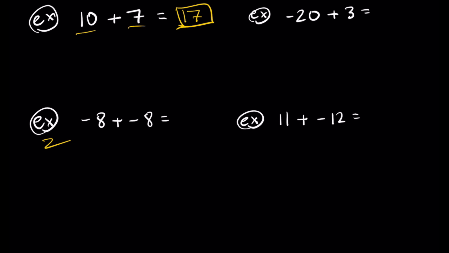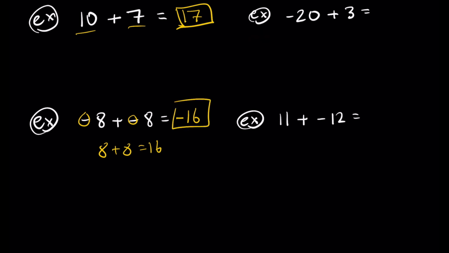All right, down here, -8 plus -8. Again, our 2 numbers have the same signs. They're both negatives. So my answer is going to be negative. And now all I do is just add the numbers. 8 plus 8 is 16. So I'm going to have -16 as my answer.